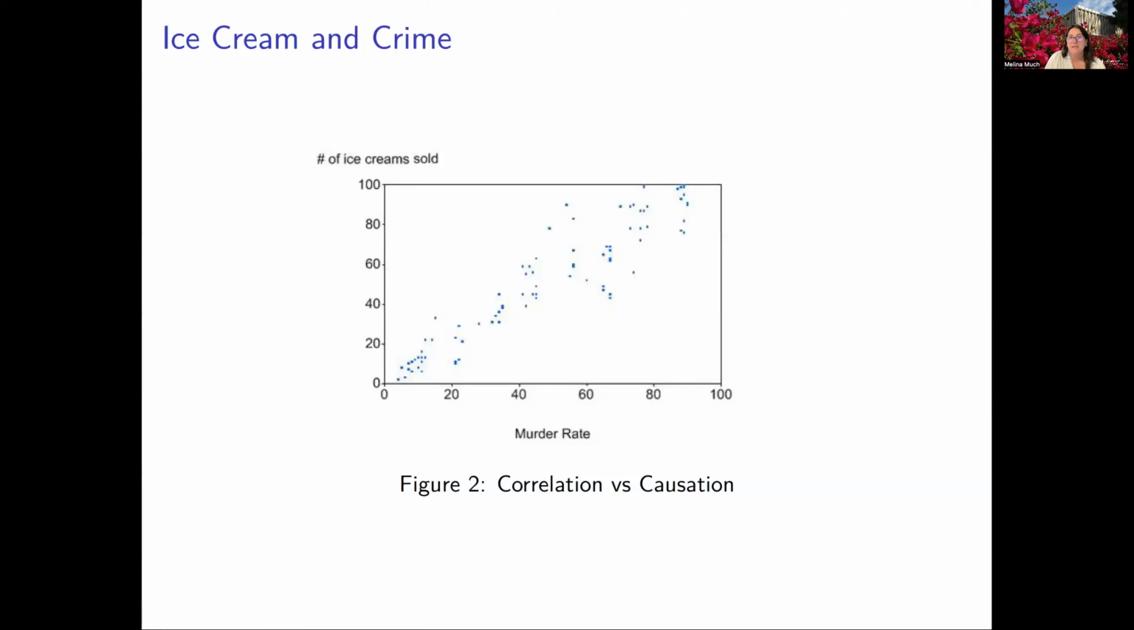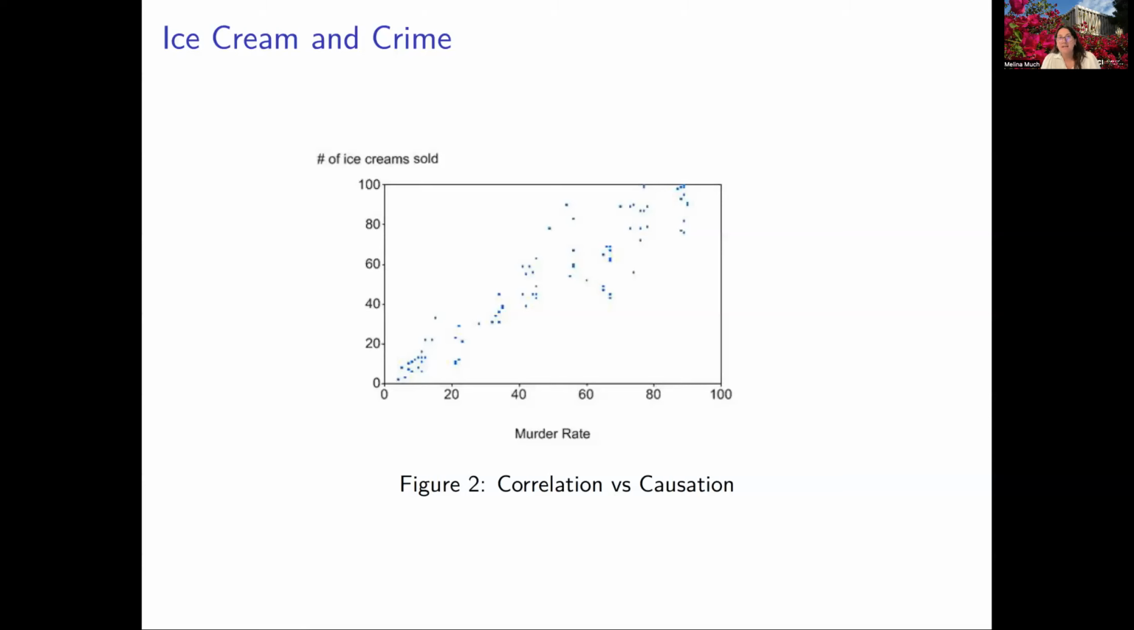But I want you to think about the fact that we could create a hypothesis about this, or an argument. We could say that as murder rate increases, it's causing an increase in more ice cream being sold. It's a reasonable hypothesis given this data, right? We have some basis for an argument.